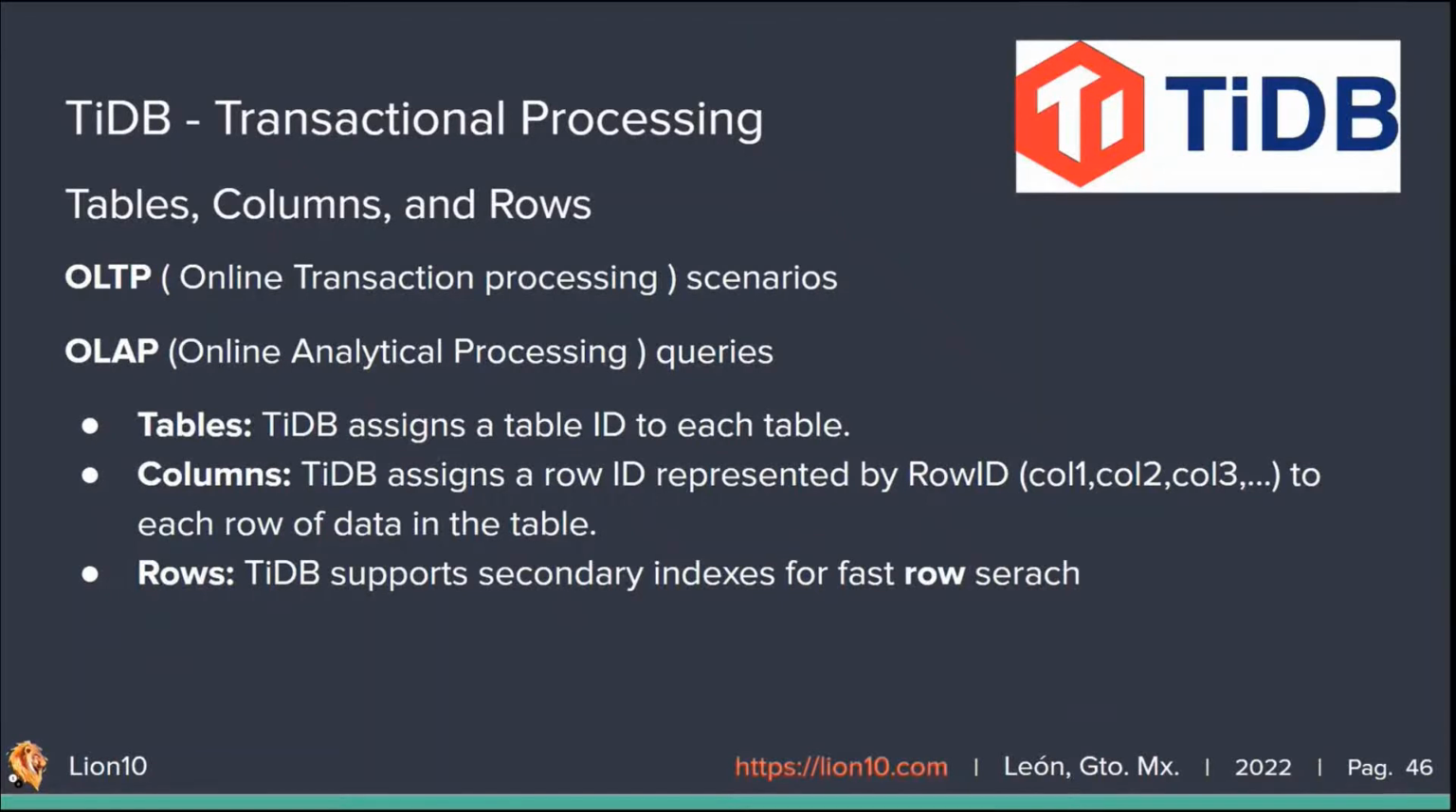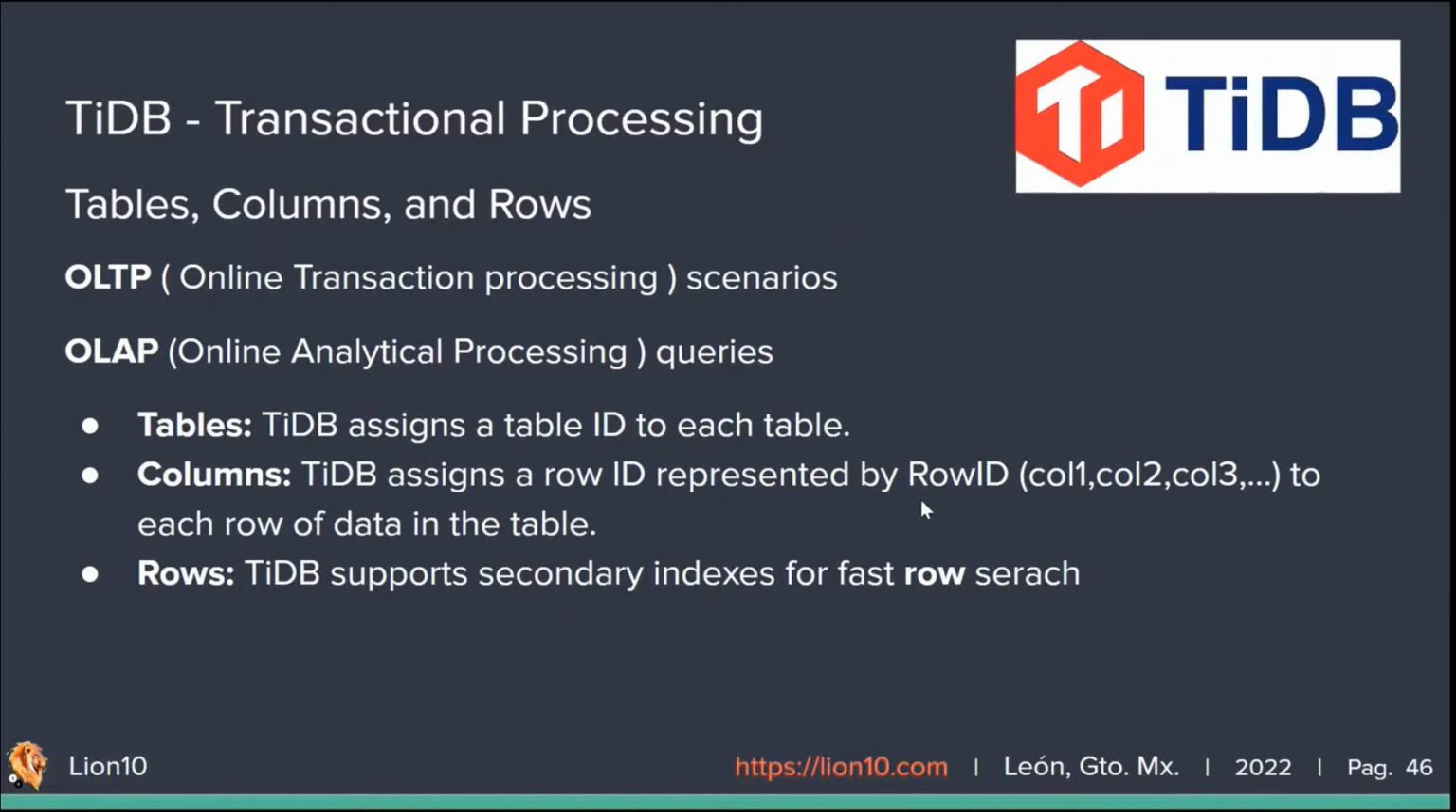Rows. TiDB supports both primary and secondary indexes for fast row search. So we already have the table portion that's ideally located within the same data region. We can quickly scan horizontally through a table by their ID. If we want to select column 1 and 3, we can just quickly scan the row ID.